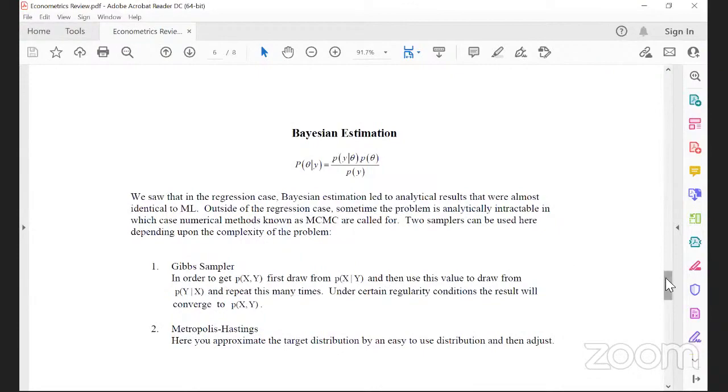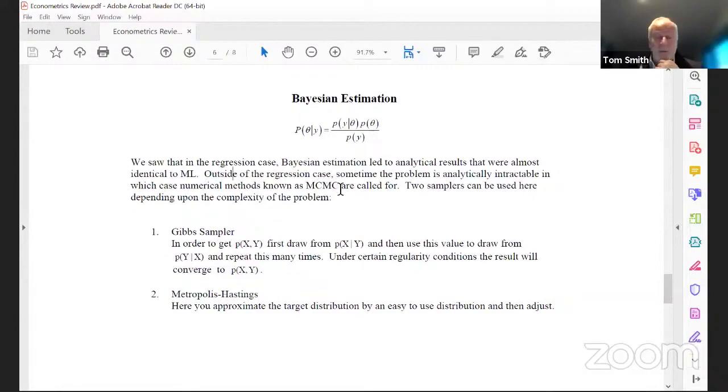In doing this, to do the Markov chain, there's a Gibbs sampler and a Metropolis Hastings sampler. The Gibbs sampler says, in order to get the joint distribution of x, y, you first draw from x given y, and then use that value of x to draw from y given x. And you keep repeating that many times. Under regularity conditions, the result of that, which is quite easy to do, will converge to the joint probability of x and y. And Metropolis Hastings is a more general case.